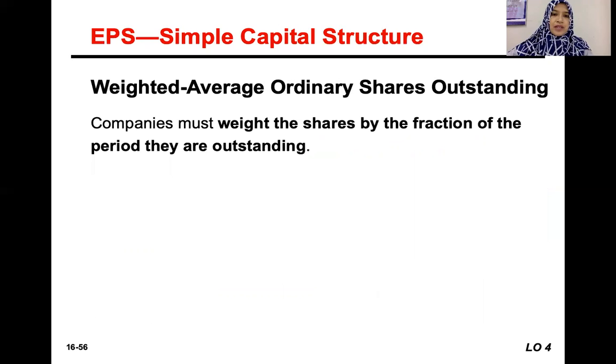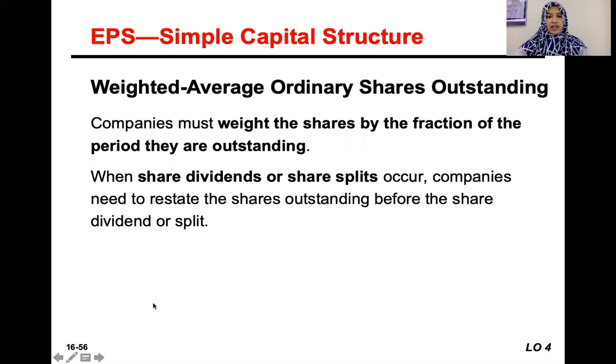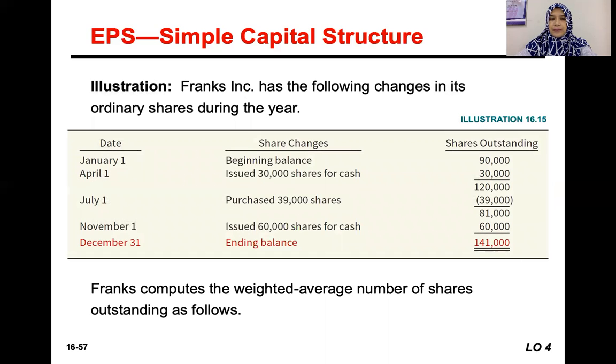So how do we calculate the weighted average ordinary shares outstanding? We need to identify how long the ordinary shares have been outstanding. And when share dividends or share splits occur, the company needs to restate the shares outstanding before the share dividend or split. This means we assume that the share dividend or share split had an impact even on the number of shares outstanding before it.